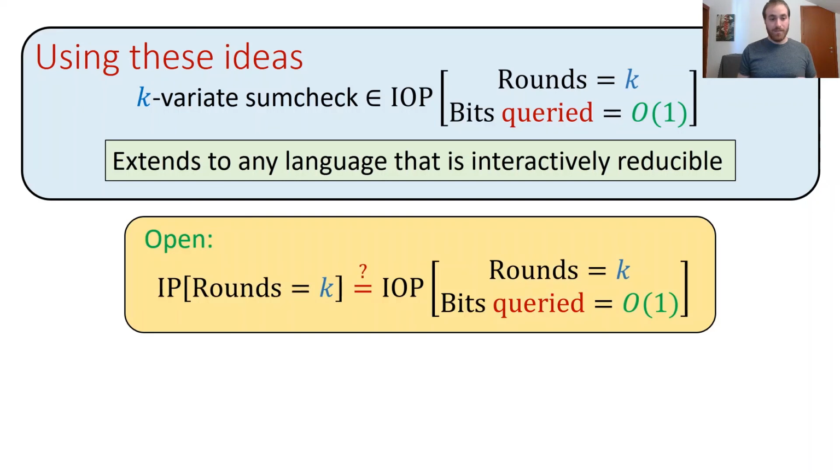And we still have open one major question, which is, can we take any interactive proof with k rounds and transform it into an IOP with the same number of rounds in which the verifier queries a constant number of bits, or does this only work for specific languages, such as those that have interactive reducibility?